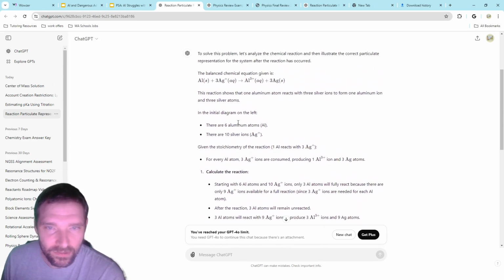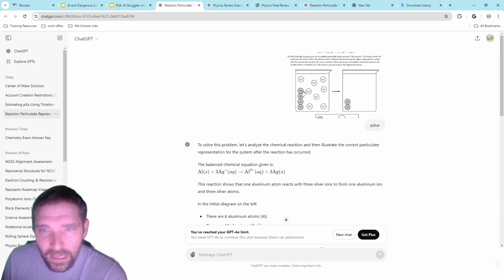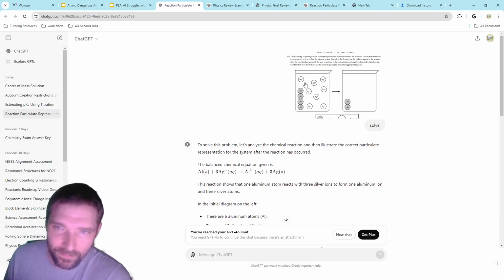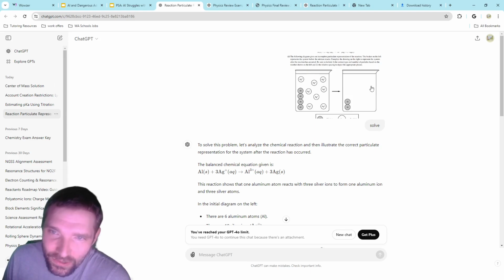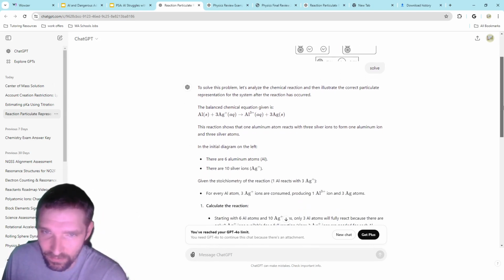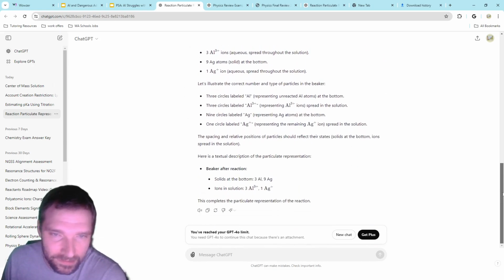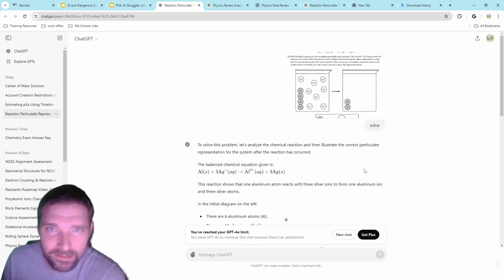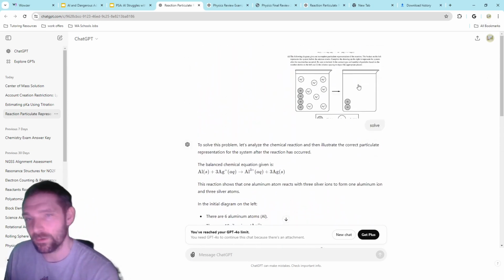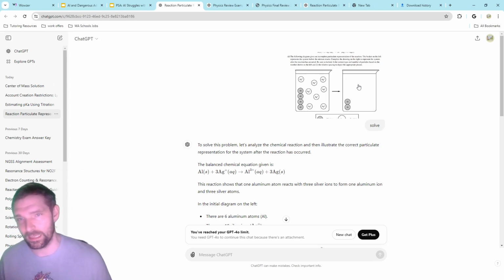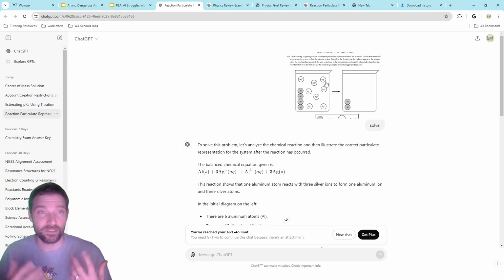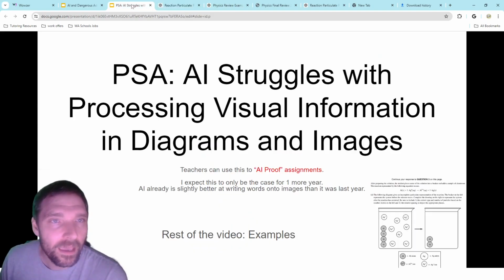It's saying in the initial on the left, there are 6 of these aluminum and 10 of the silver. That's the left and the right side of the diagram. So it's counting things incorrectly. It really, really struggles with getting information visually from here and processing it. The more examples online that see similar things, probably going to be better. This type of question is, while it's common for the AP exam, I haven't seen a lot of teachers doing questions like this. So it really struggles processing through that.